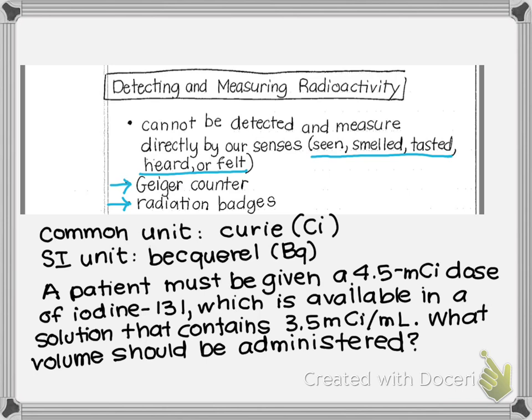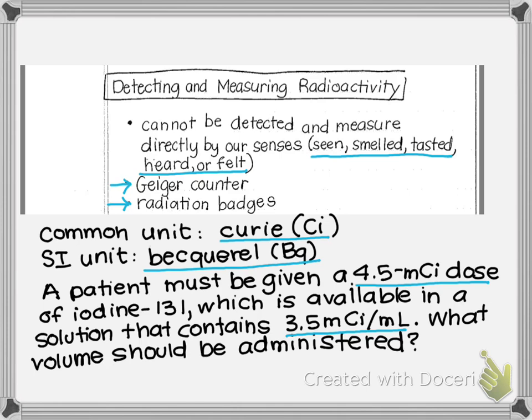A common unit for radiation is named after Madame Curie, called the curie, and the international system unit is called the becquerel. Now, while in this course we're not going to go into great detail about measuring human exposure to radioactivity, we still can use what we've learned in terms of conversions to answer the following question. A patient must be given a 4.5 millicurie dose of iodine-131, which is available in a solution that contains 3.5 millicuries per milliliter.